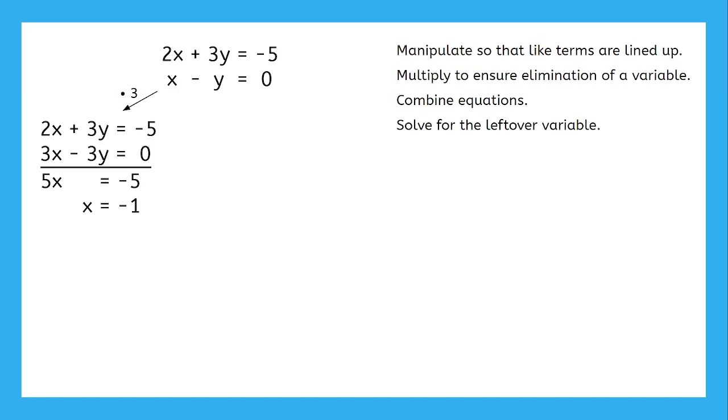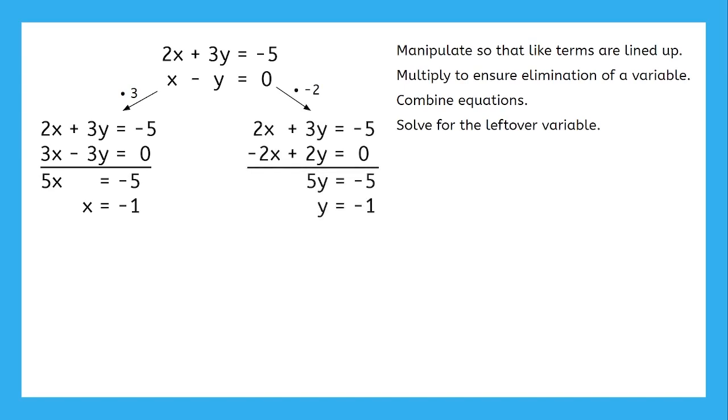If instead we multiply the bottom equation by -2, now the x terms are ready to eliminate. And when we combine and solve, we find that y is -1. Because we were able to eliminate each variable and solve for the other, we don't even have to go through the rest of the steps. The solution is (-1, -1).